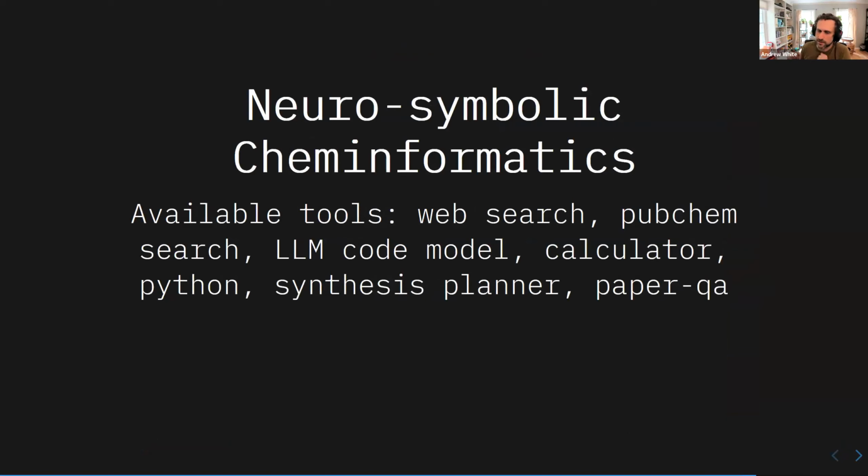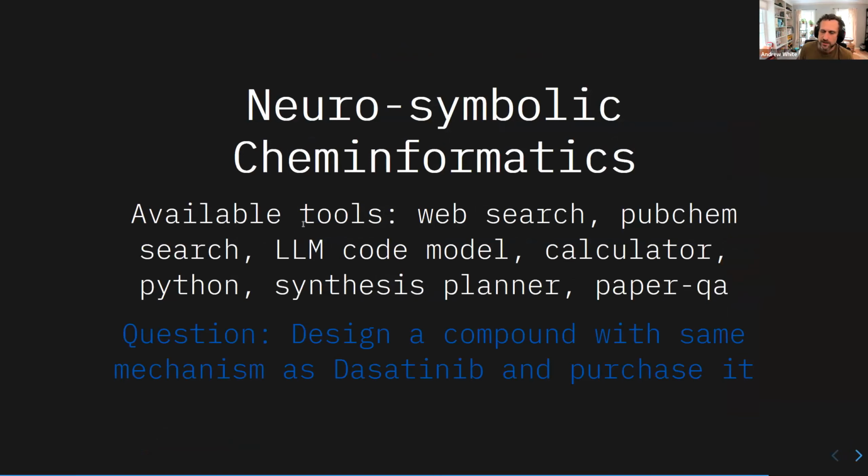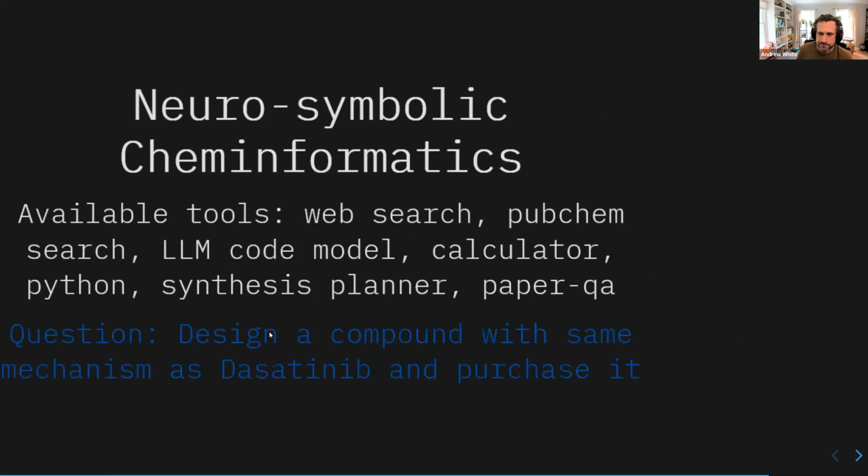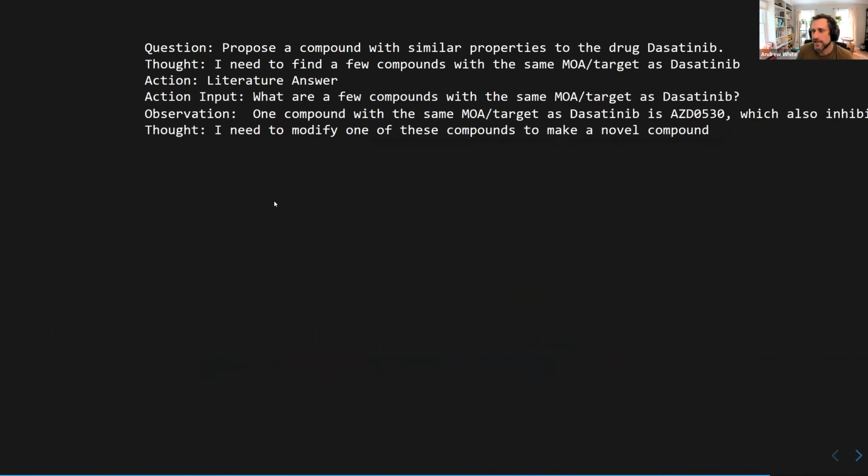Then we can give it a web search so that it can access anything on Google. Then you give it a calculator, you can give it Python, you can give it a synthesis planner so that it can actually propose synthesis. So these models are not very good at basically planning out a chemical synthesis. And you give it access to write its own code. So this is the example that we did in GPT-4: design a compound with the same mechanism as dasatinib and purchase it. And so we gave it all these tools, told it to use the tools and get to work. Some of the tools in here include a patent search as well. I didn't cover all the tools, just patent search. There's also whether it's purchasable from a contract research organization.